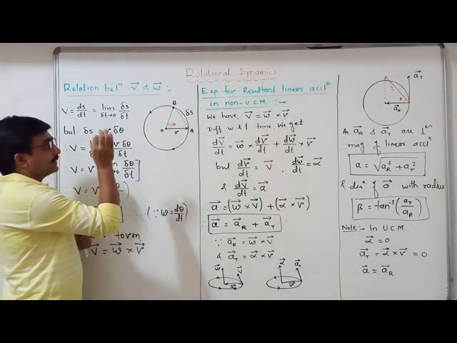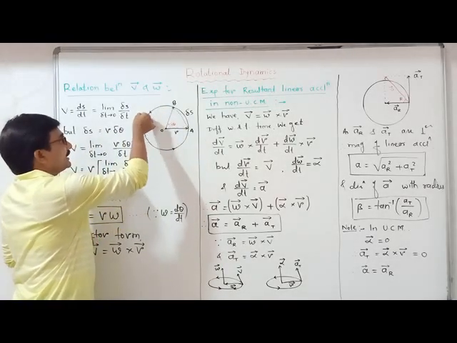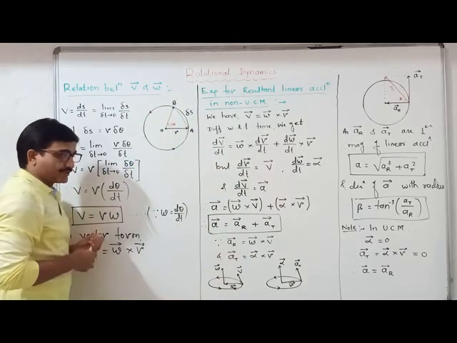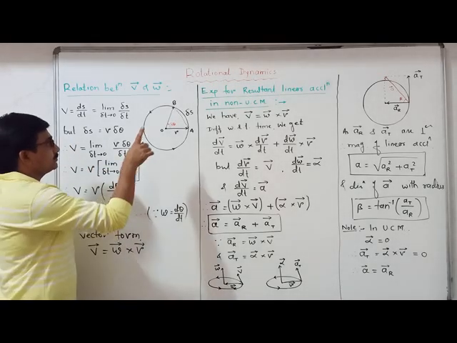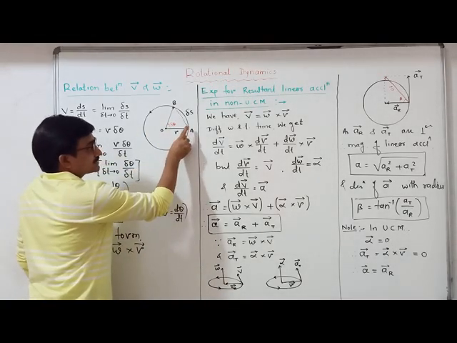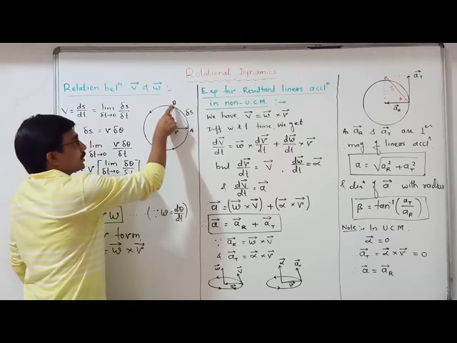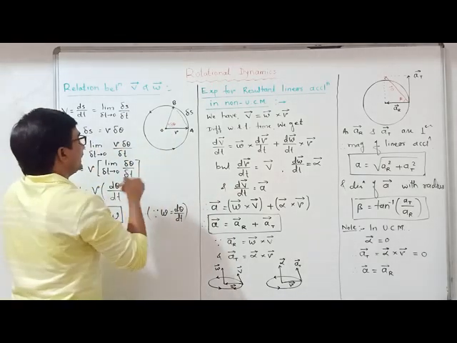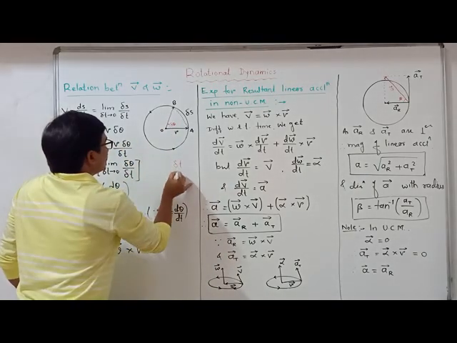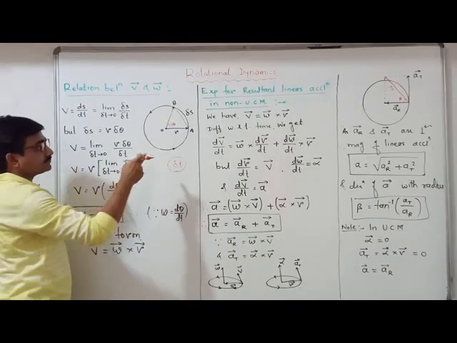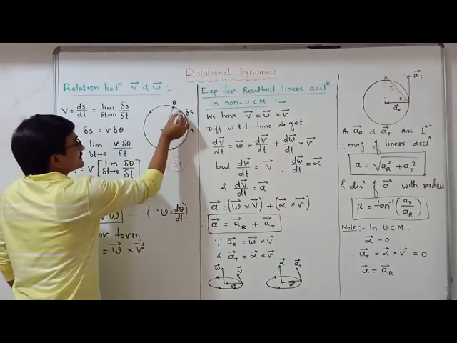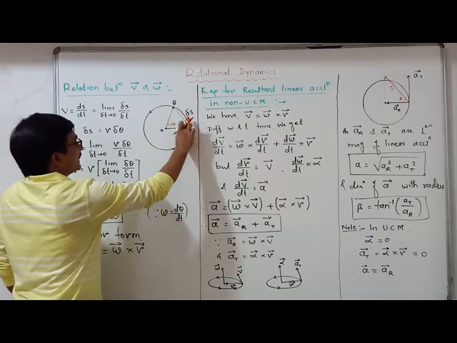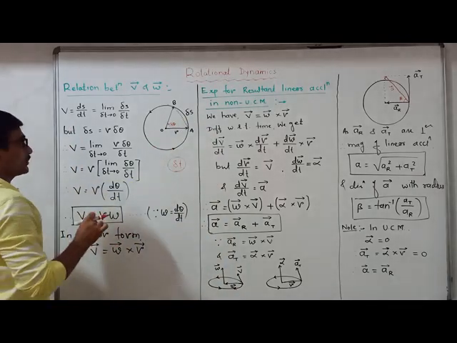Now here we have to consider a particle which is moving along the circumference of a circle of radius r in the anticlockwise direction. Suppose the particle moves from point A to point B in a short interval of time del t. In this time the particle covers a distance equal to the length of the arc AB, which is denoted by del s.